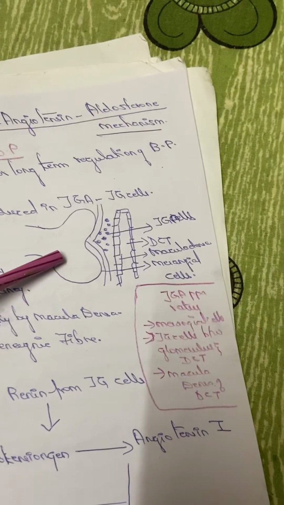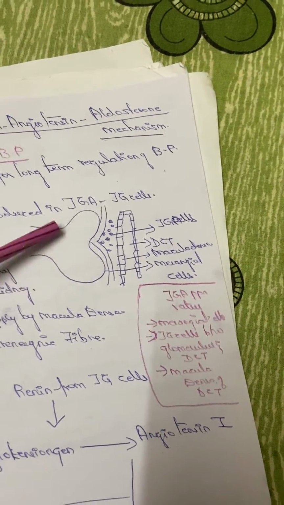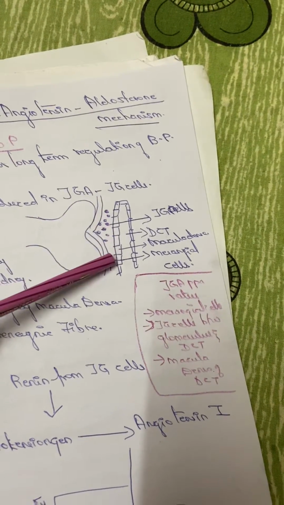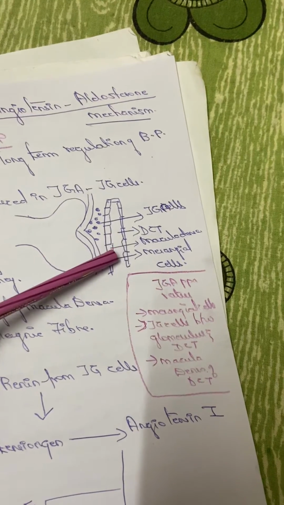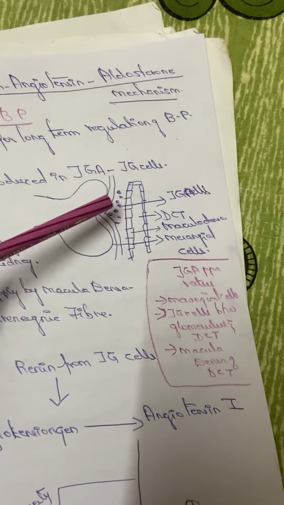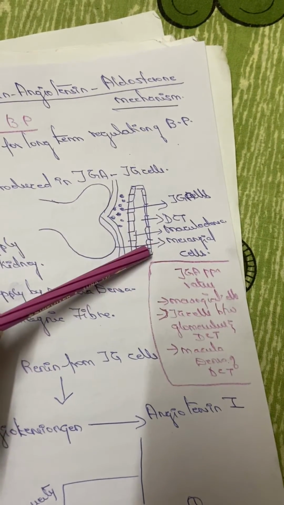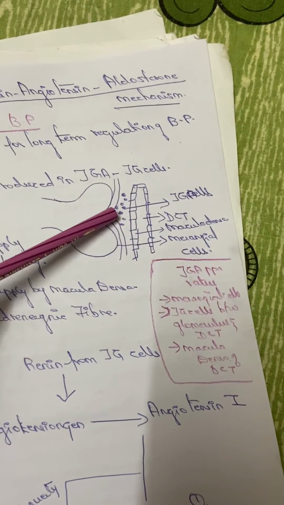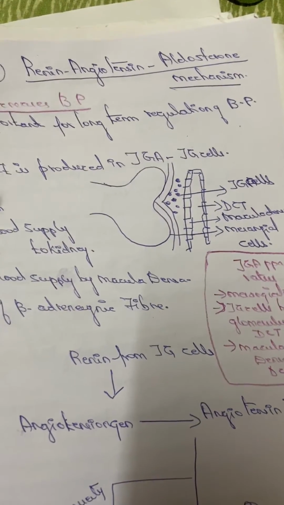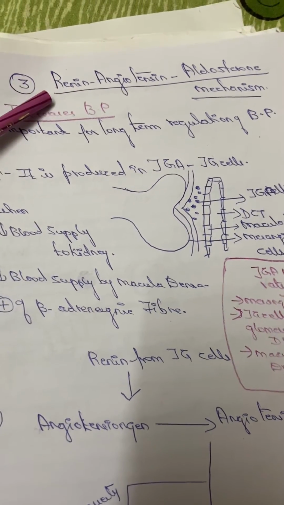So if we see the kidney and a part of the nephron, this is the glomerulus. Here we have the afferent arteriole, here we have the efferent arteriole, here is the distal collecting tubule. There are a few cells between the glomerulus as well as the distal collecting tubule. These cells are called the JG cells. From here the renin is produced. So we got to know where this renin is coming from.